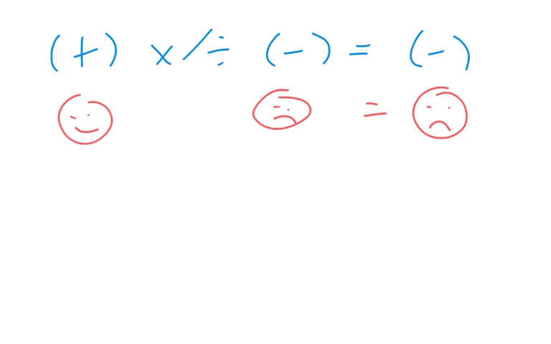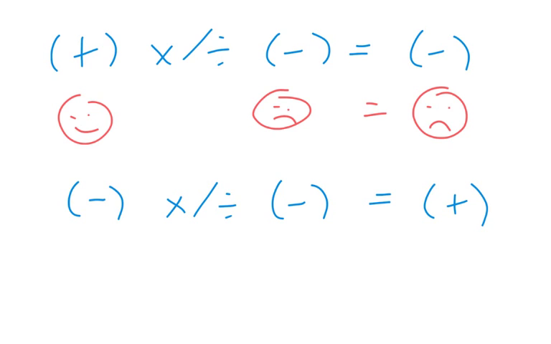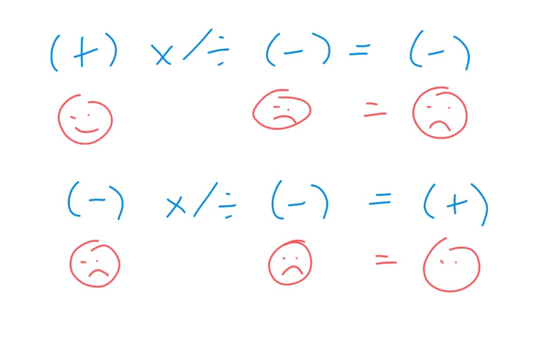Let's say you have a negative number being multiplied or divided by another negative number. The answer is going to be positive. Just like in our previous video, when you have a sad person hanging around another sad person, they're going to talk about their problems and ultimately they're going to feel better about themselves at the end. So the overall mood is going to be positive.